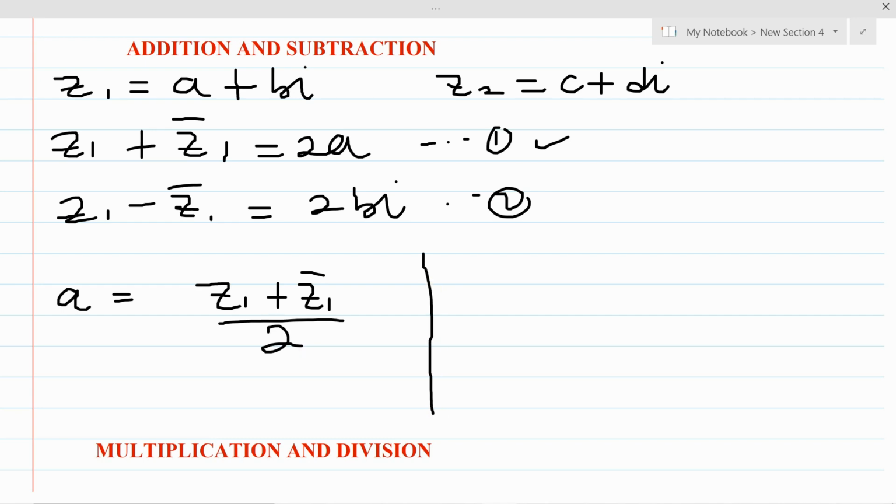Then we come to equation 2 to find our b. If I divide through by 2i, then our b will also be equal to z1 minus z1 bar, all over 2i. Keep these equations in mind, because there might be questions where you're given the complex conjugates and other information, and you'll be asked to find a and b, the actual complex number. We can give you a question where you omit some of these and ask you to find the actual complex number. So that is it.